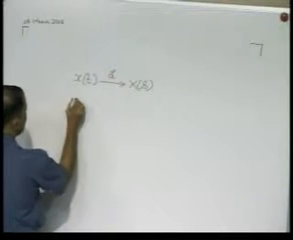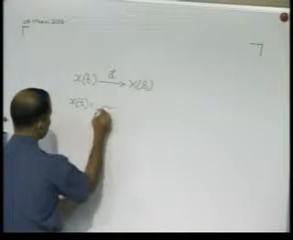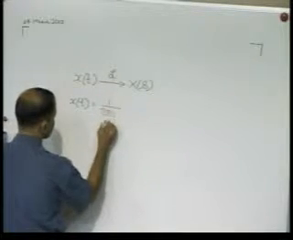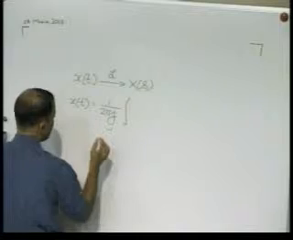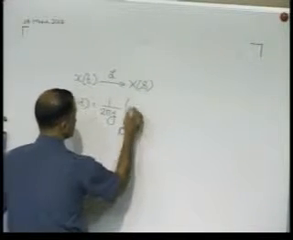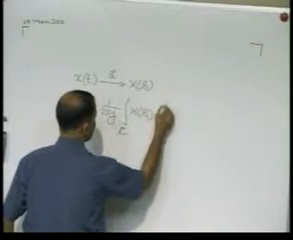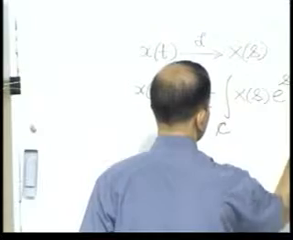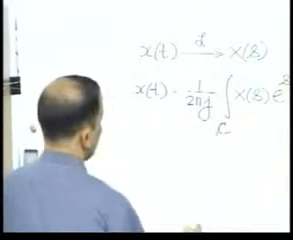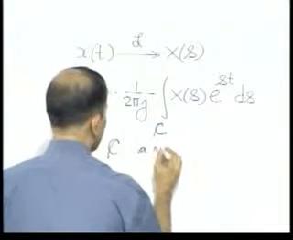then x(t) could be expressed in terms of the Laplace transform as 1 by 2 pi j integral over any c of X(s) e raised to the power st ds, where the contour c is a vertical line in the region of convergence.